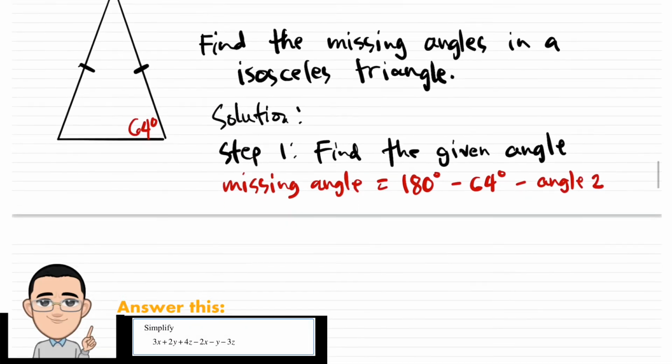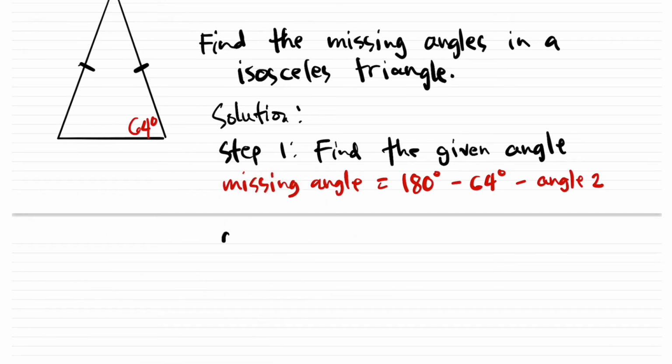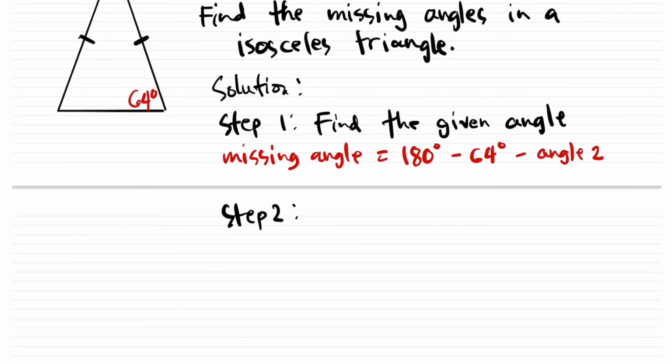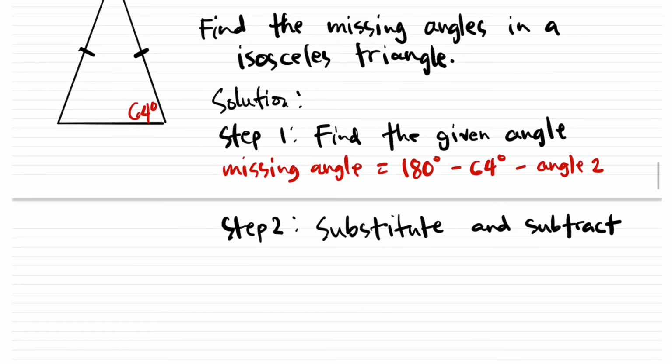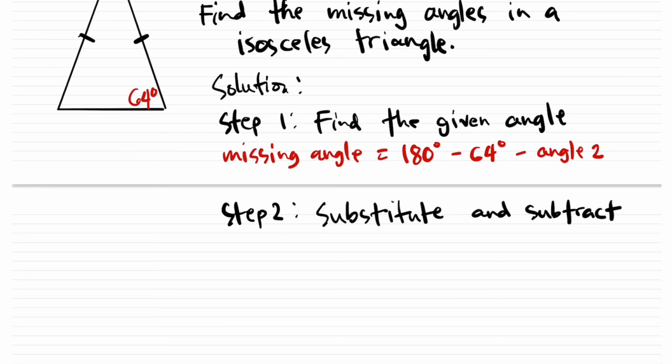Alright, angle 2. Now we proceed to step 2. Step 2 is substitute and subtract. So the missing angle, we are going to name that one as x. Alright, the missing angle will be named as x, so therefore x is equal to 180 degrees minus 64 degrees.